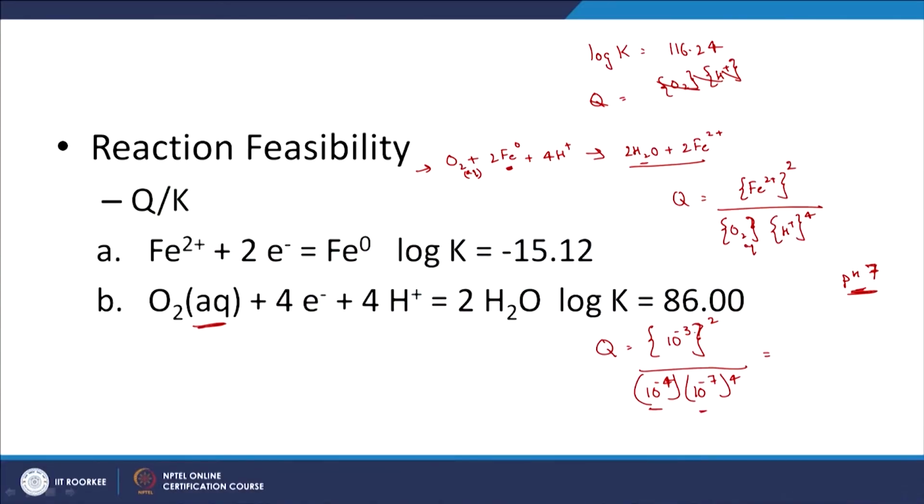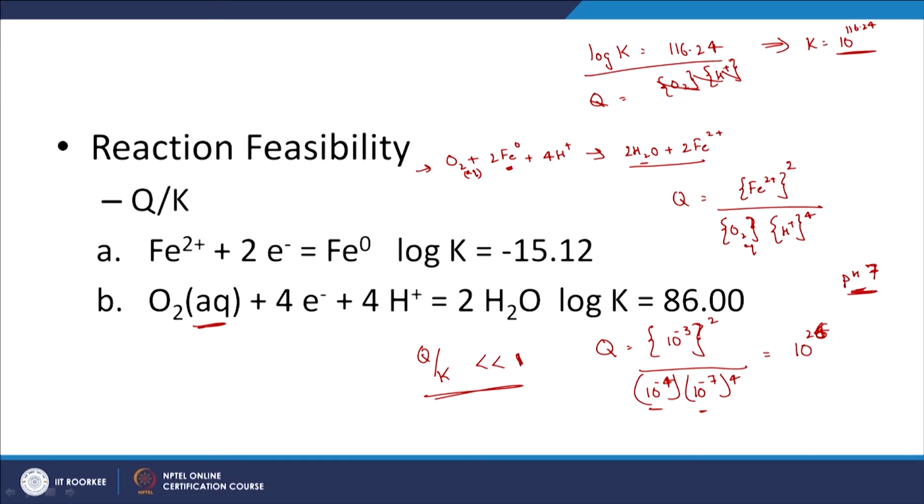So if we calculate this, I believe it is going to be equal to 10 to the power of 26, pardon me. But as you see, K is equal to 10 to the power of 116.24, that is what you see here. So what do you see when you calculate Q by K? It is very much less than 1.